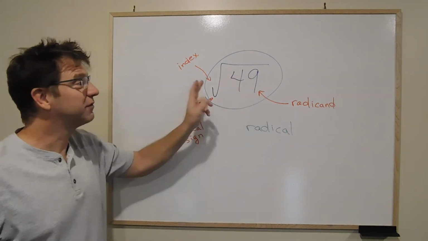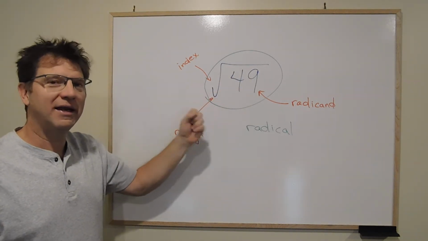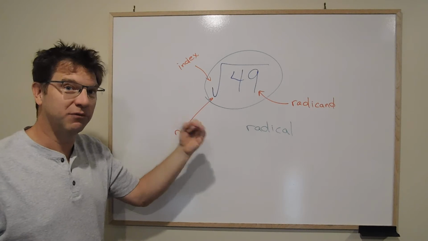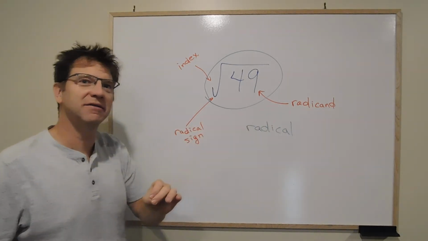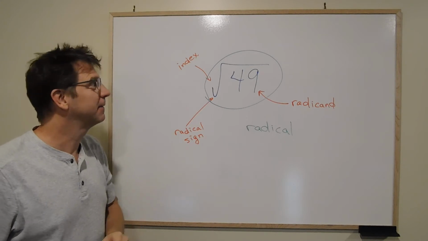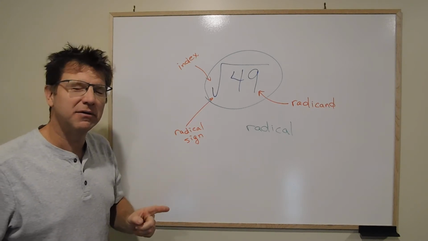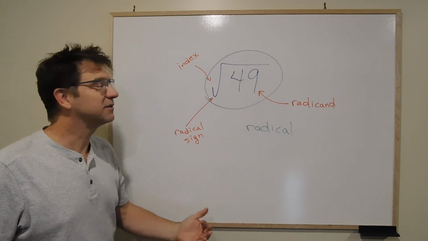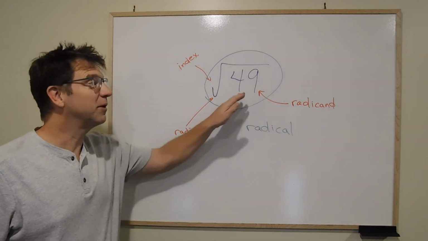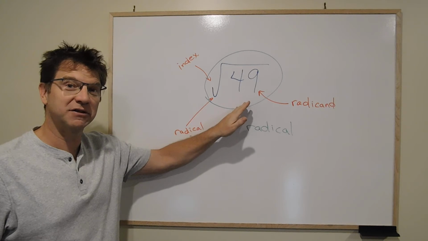Okay? Now, if it's a square root, or any even number root, square root, fourth root, sixth root, this radicand must be positive to have a solution. Okay? If it's an odd root, cube root, fifth root, seventh root, it does not have to be positive. It could be positive or negative and still have a solution.